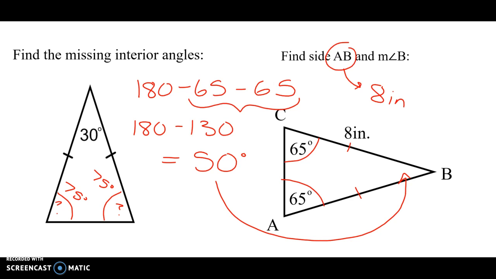So you can kind of navigate your way around based on what they give you. Sometimes they give you one angle, but they tell you it's isosceles, so you can find the other two. Sometimes they give you the two angles, so therefore you know it's isosceles, and you can find the third. Done in both ways.